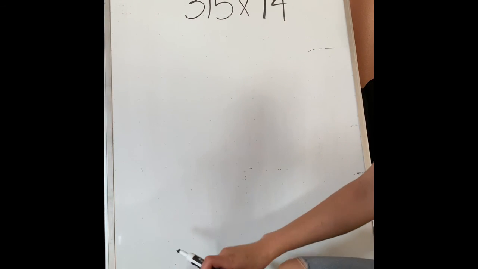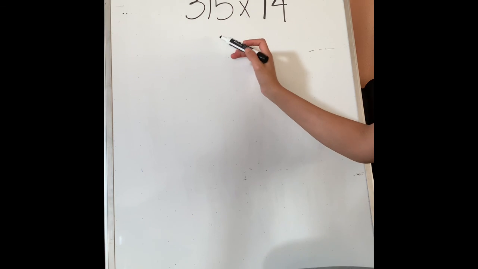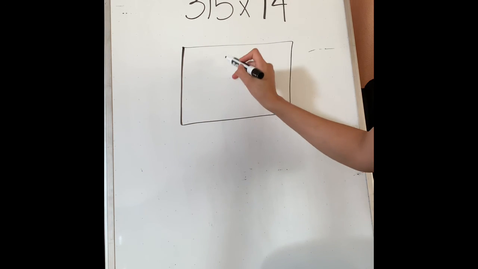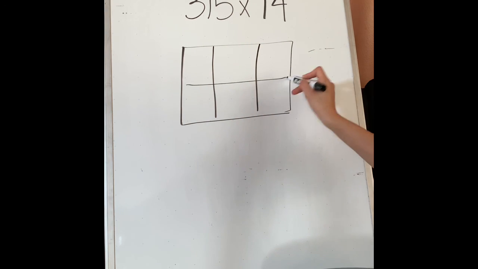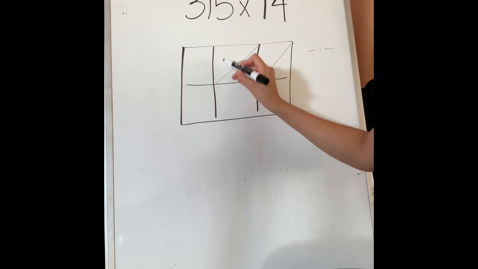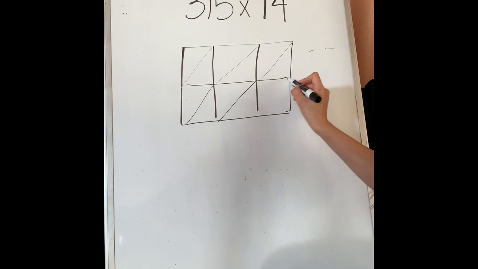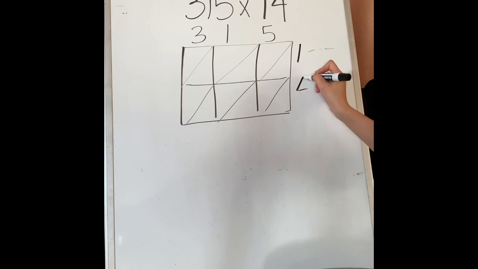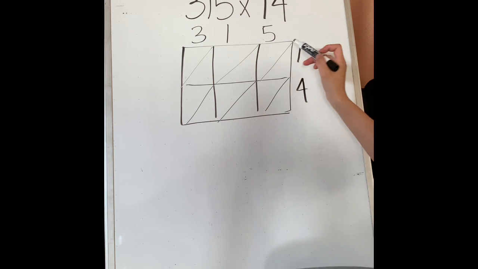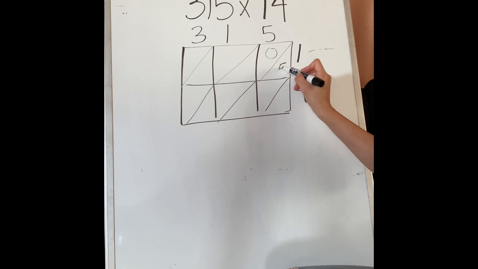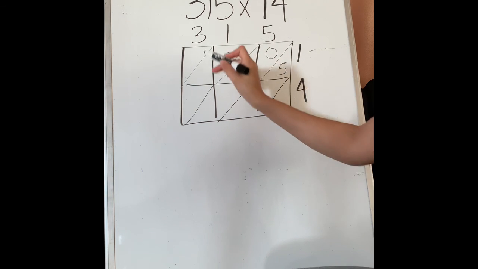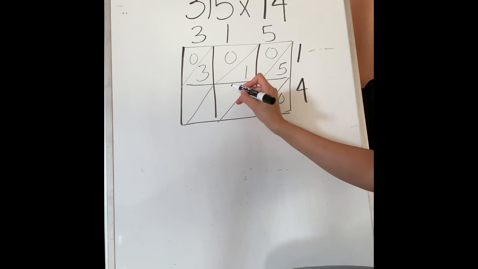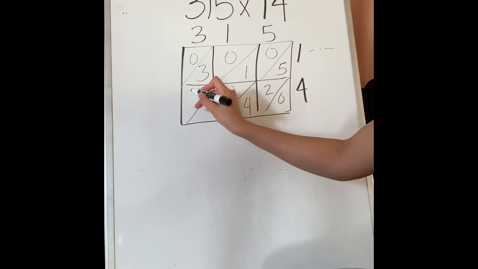Another one of the practice problems of the 3-digit ones was 315 times 14. So I will set up a slightly larger box, divide that into 6 boxes, and then draw my diagonals. Okay, so now I will put 315 on the top, 14 on the side. Now I can begin to multiply. 5 times 1, 5. 1 times 1, 1. 3 times 1, 3. 5 times 4 is 20. 1 times 4 is 4. 3 times 4 equals 12.